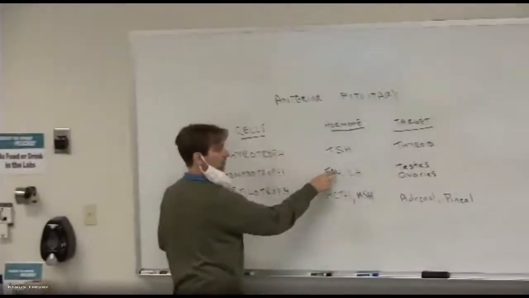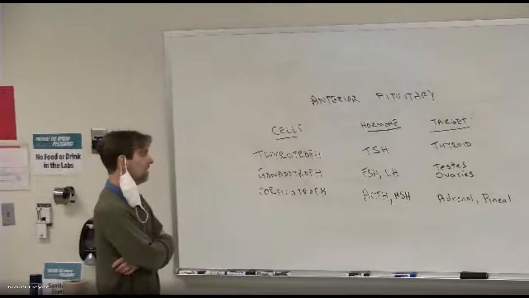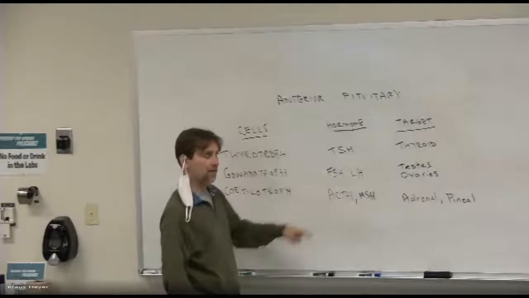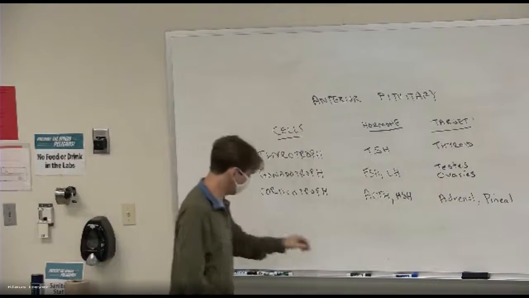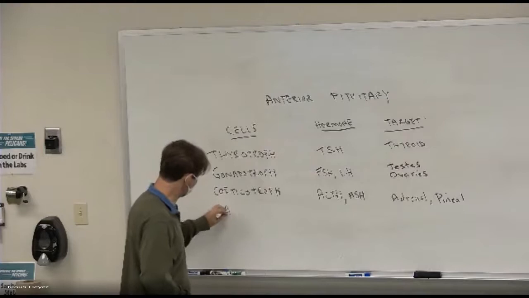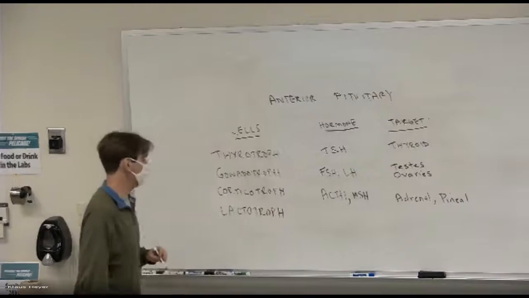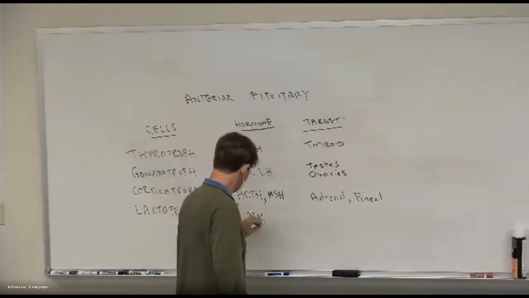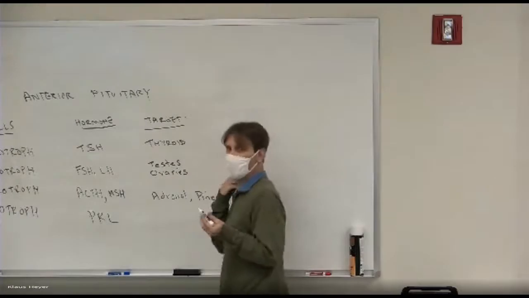So far we got 5 out of the 7 hormones. They work on negative feedback. That's why I was trying to think, what do I put next? These all work with negative feedback, all 5 of these. The next 2 don't. Lactotrope. So lactation. The hormone that they make is called PRL, which stands for prolactin.